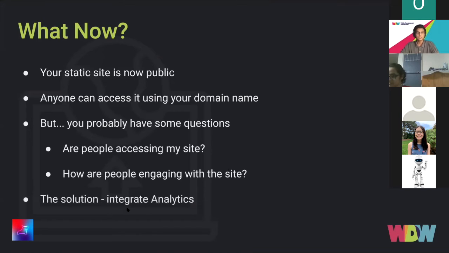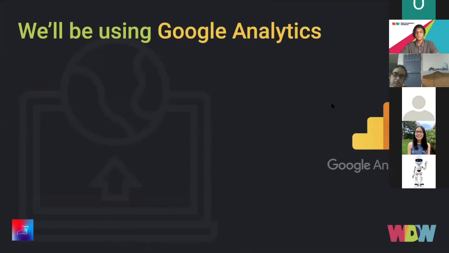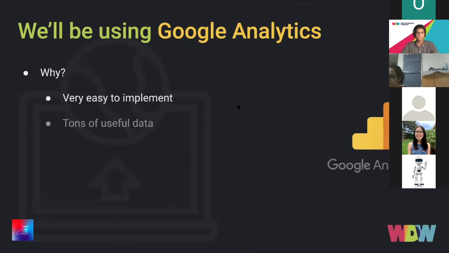So the solution to this is basically to integrate analytics, which is basically a tool that allows you to track how people are interacting with your website. So we'll be using a tool called Google Analytics. And the reason we'll be using Google Analytics is because it's very easy to implement, like all the other tools and services we've used so far in this talk. And Google Analytics also gives you a ton of useful data. It's probably going to be difficult to find out what each of the different data points actually mean, but there's a lot of good documentation and there's a lot of useful data that you can get via Google Analytics.